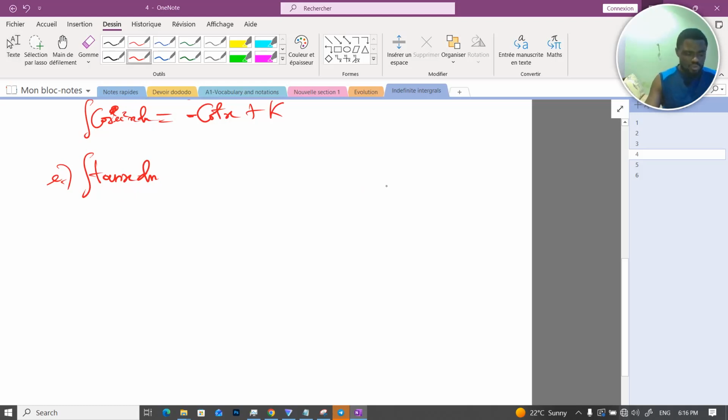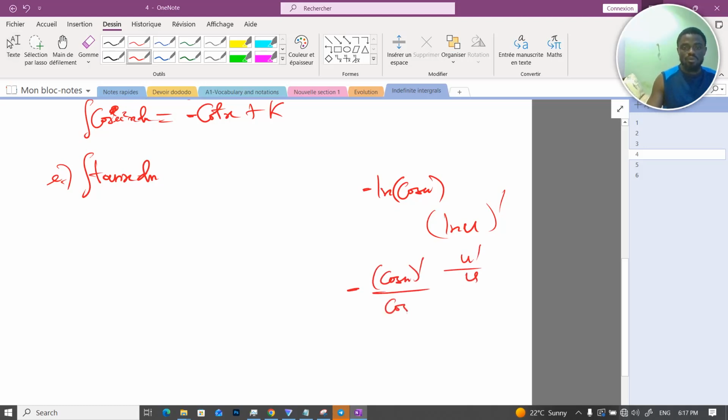So look at this. If you look at this function, minus ln of cos x. If you are to differentiate this, let me first recall that the derivative of ln of u is simply what? U prime on u. That's it now. So if you are to differentiate this, this would be minus. You put the minus outside. You have cos x prime on what? Cos x.